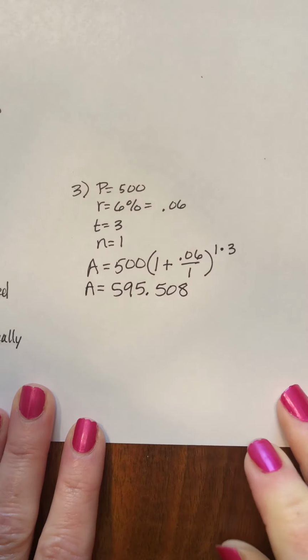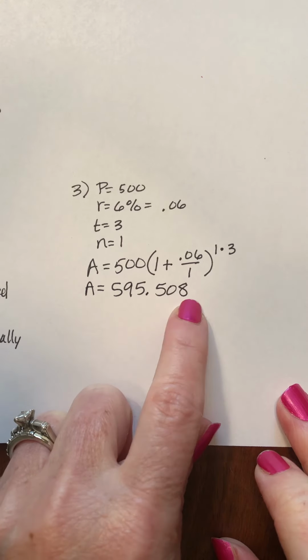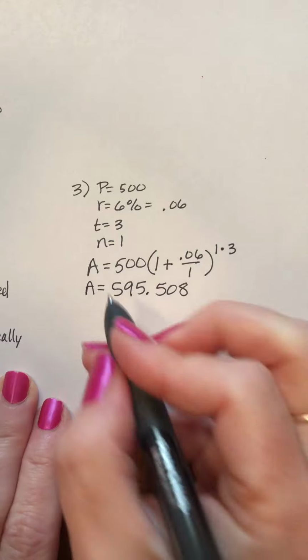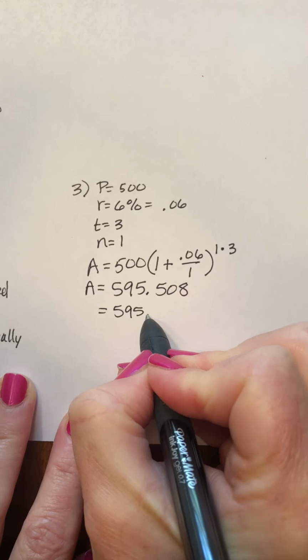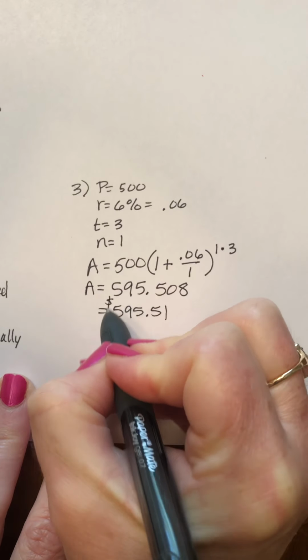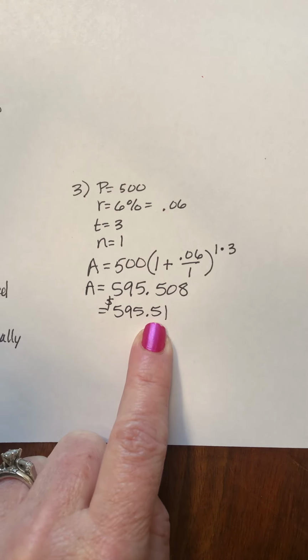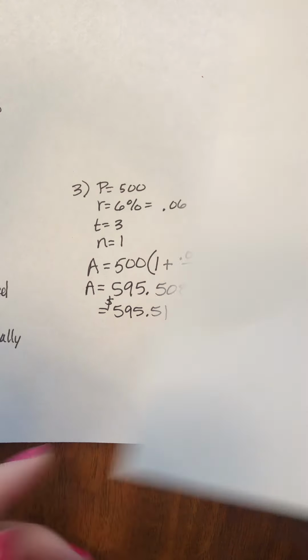as the answer. Now, obviously, if we're talking about money, we don't have 50 cents and then an 8 there. So that 8 is going to tell me to round that to a 1, I'm sorry. And so your answer is going to be $595.51. Okay?